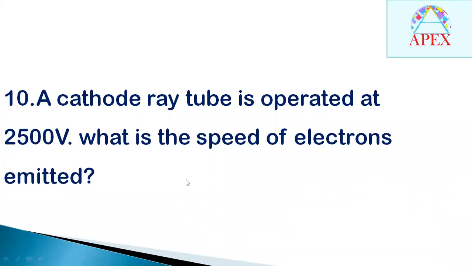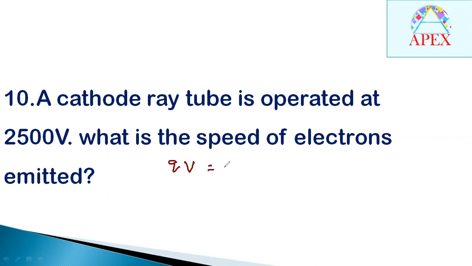The cathode ray tube is operated at 2500 volt. What is the speed of electrons emitted? So when any rays, cathode rays or any charges, cathode rays means electrons only, an electron beam only, are accelerated by 2500 volt, then the total potential energy the electrons gain, and that will convert into kinetic energy, is Q into V.